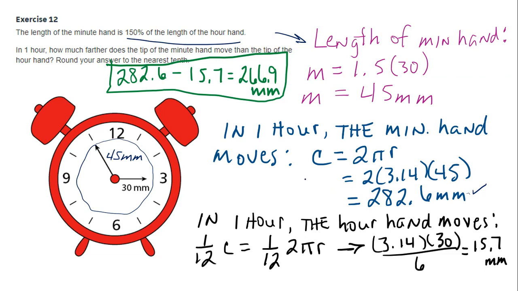So I do that and I get 282.6 millimeters. And then in 1 hour, the hour hand moves from there to here, which is 1/12 the circumference of a circle that the hour hand would travel. Okay, 1/12 of it. So I do the math and I get 15.7 millimeters, and I add those two together up here to get my answer. How much farther does the hour hand travel? So that's a subtraction problem.